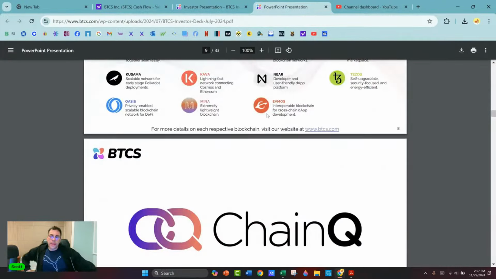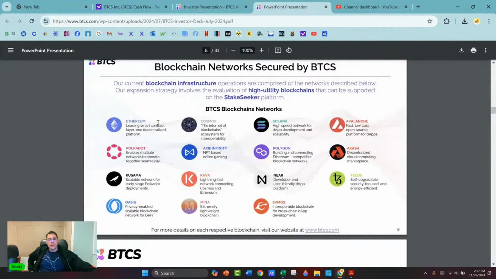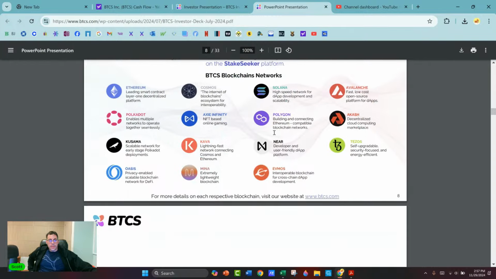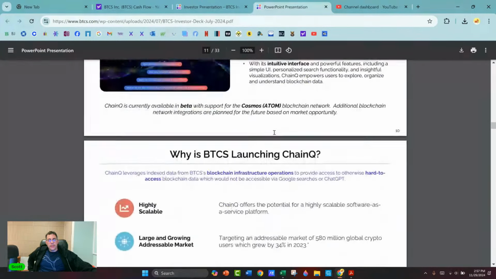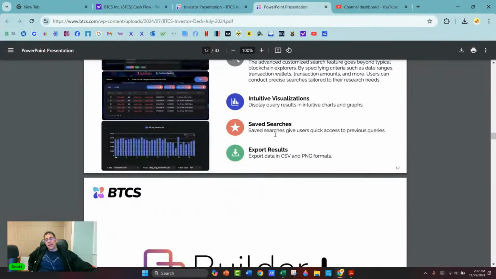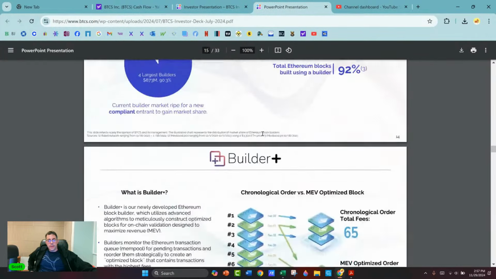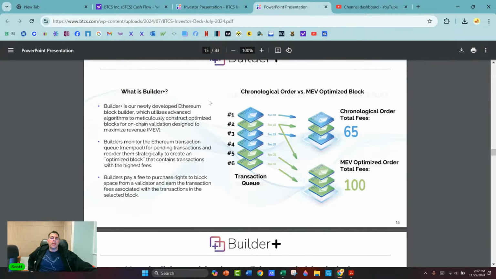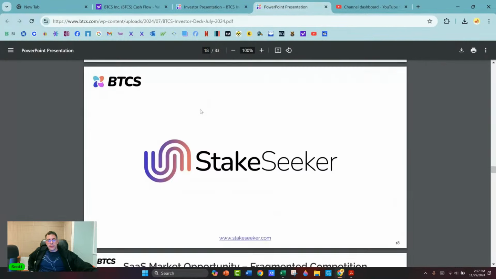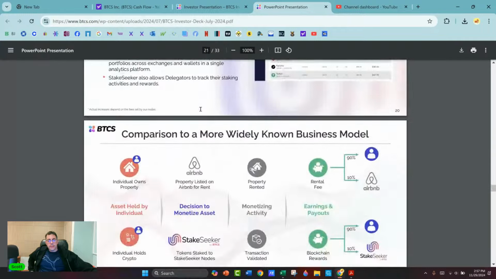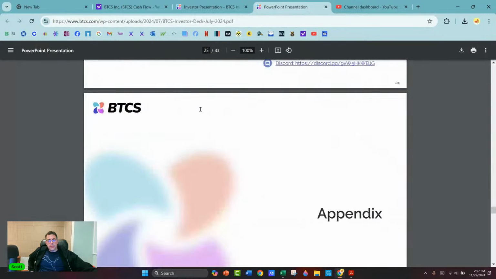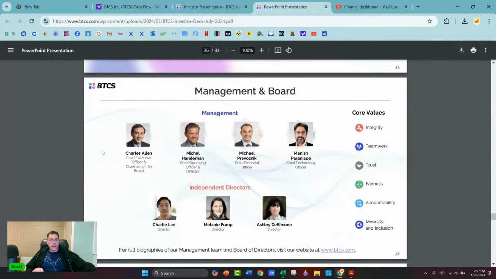But they work with a lot of crypto assets, like a ton of them. You can see right here, Ethereum, Solana, not just Bitcoin. I'm surprised they're not doing that well, because it seemed like they had a little more going for them than just Hut 8, which is really just mining Bitcoin. Yeah, right here, Charles Allen.